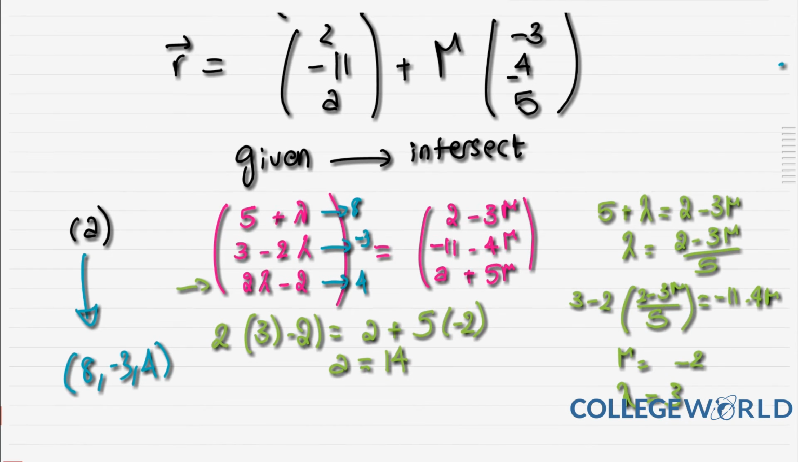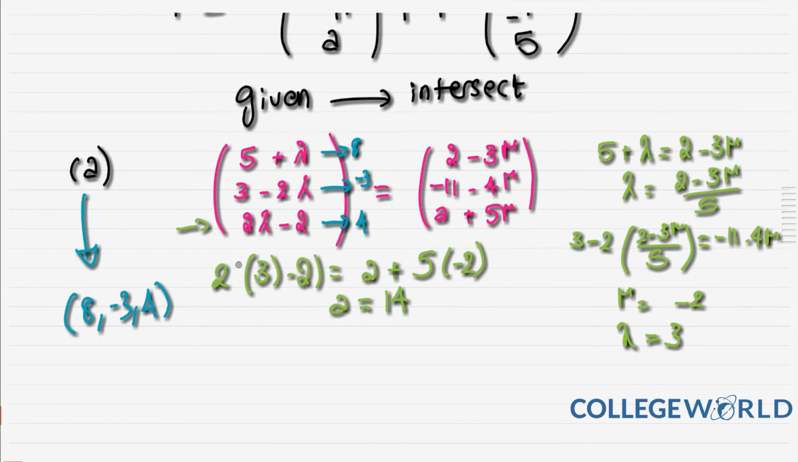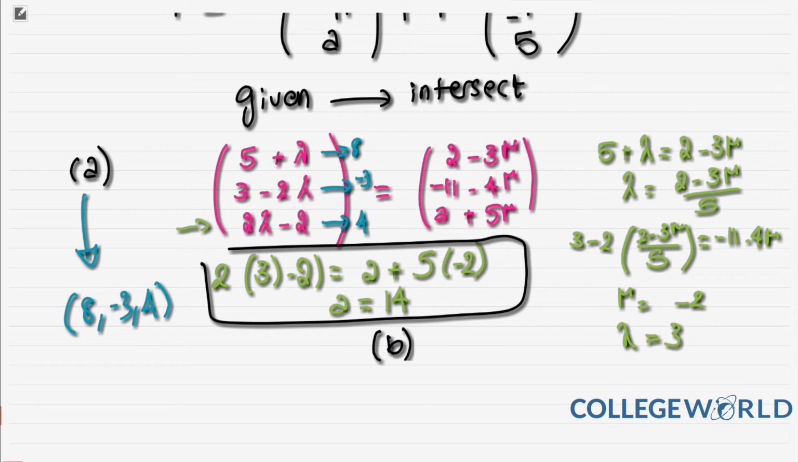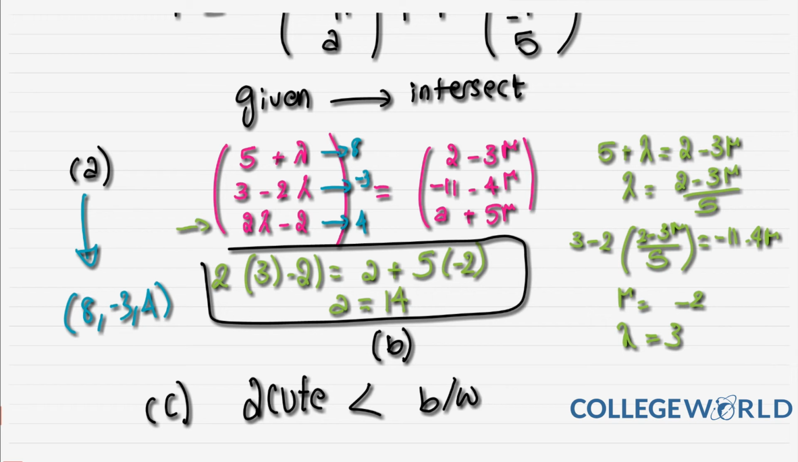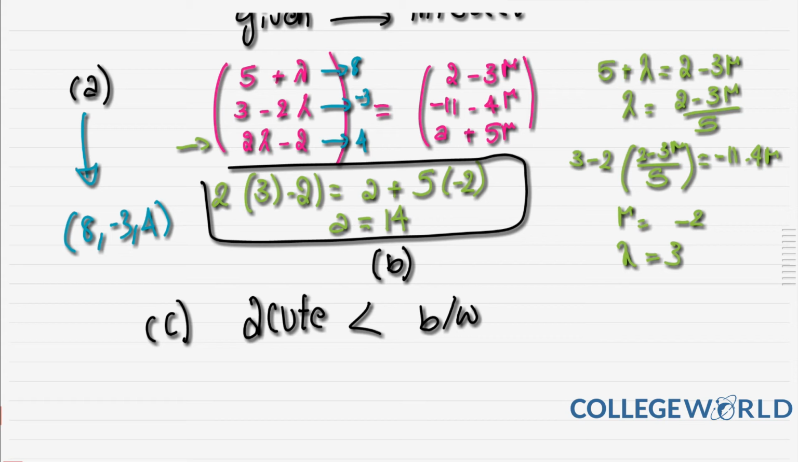For part B, they are asking you to find the constant a, and this is what we did here just by doing the last part, and we got a. Part C asks you to find the acute angle between them, which is what we just learned and what we need to actually solve this question. This is why I gave it as an example.